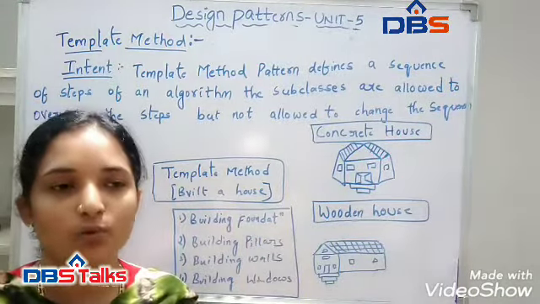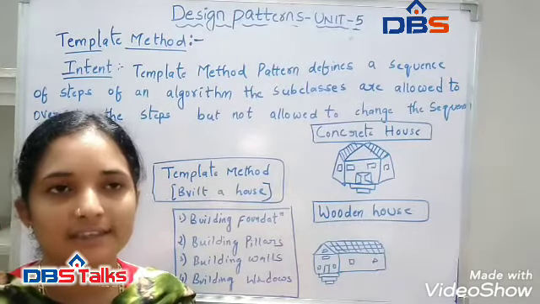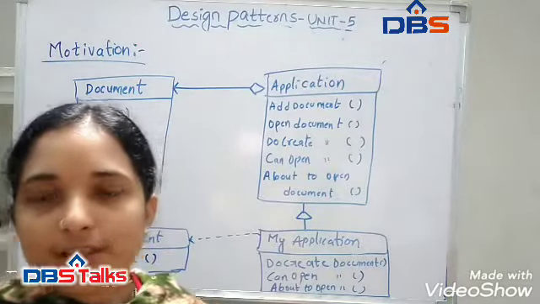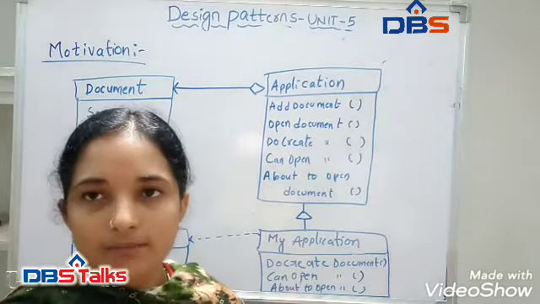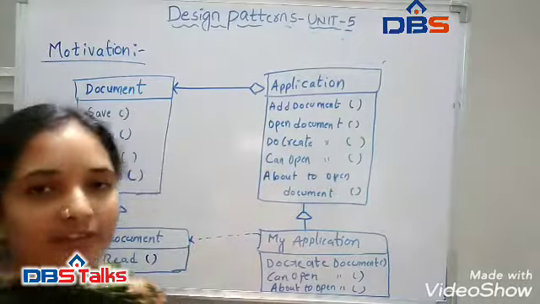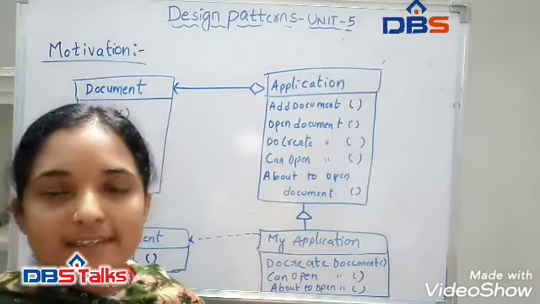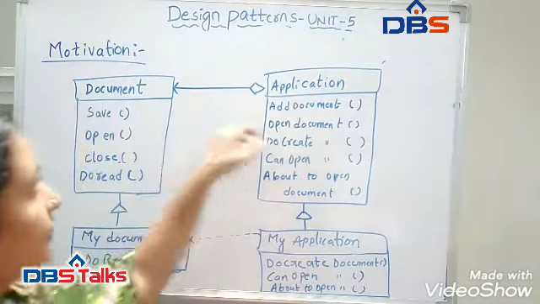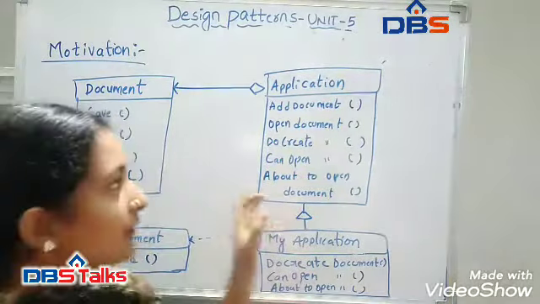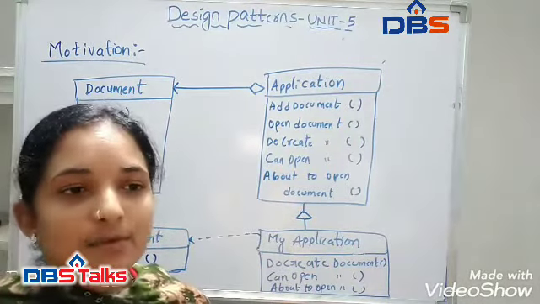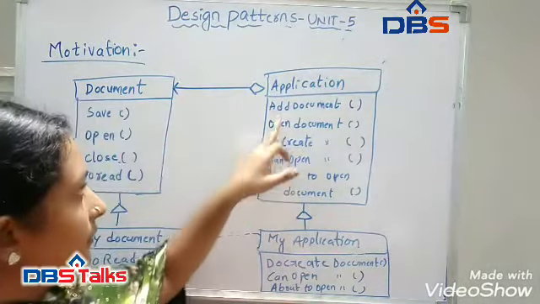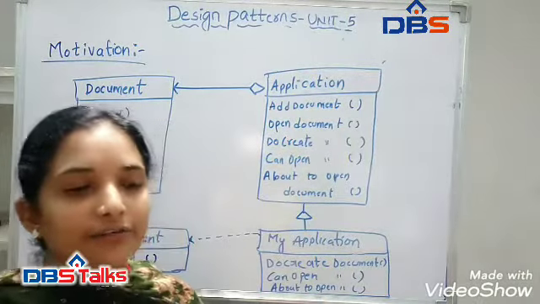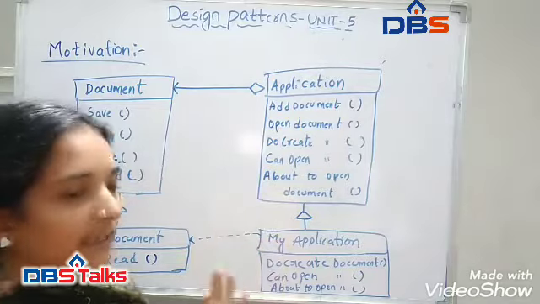Next classification is motivation. In this motivation I have a small diagram. This diagram is called an application framework. This application framework provides the application and document classes. The application class is responsible for opening, adding, and so on. These are the different things that will occur in this application.